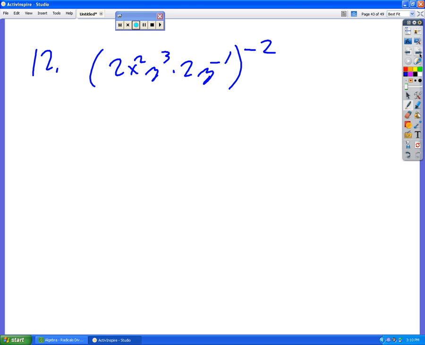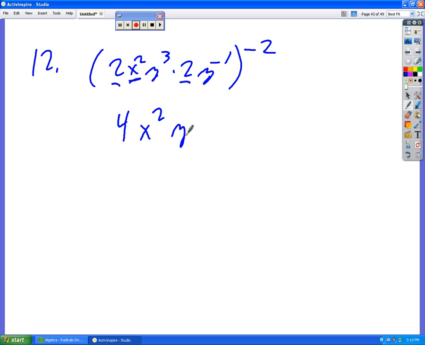Next, we go to 12. Now this one, we don't have any zeros, but we have a parenthesis. When we have a parenthesis, first we do what's inside. What can I do inside? Well, I've got the 2 here, and I've got another 2 here. 2 times 2 is 4. Then I've got some x's. How many x's do I have? Well, I've got the 2 here, but that's all, so it's x squared.